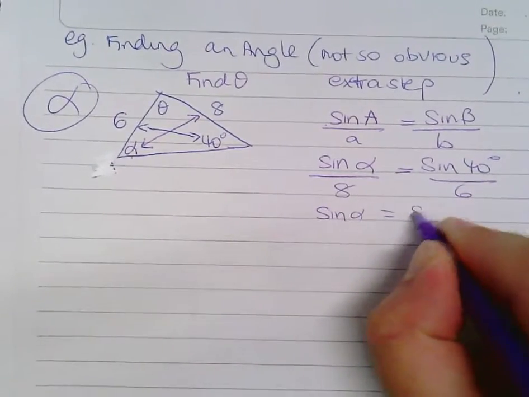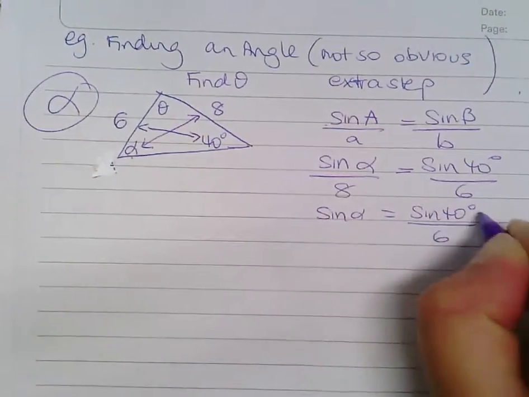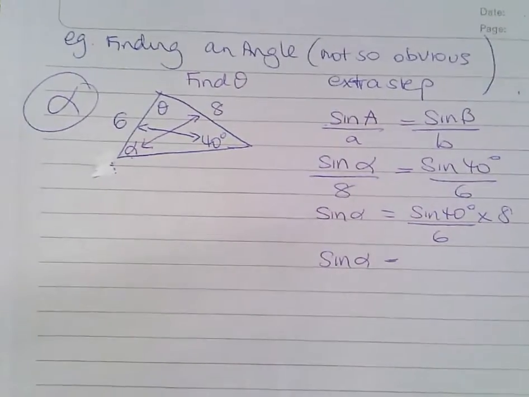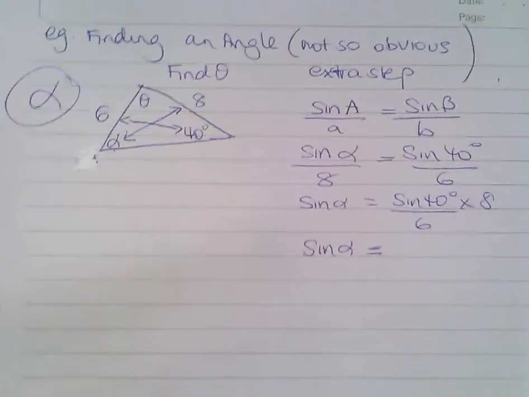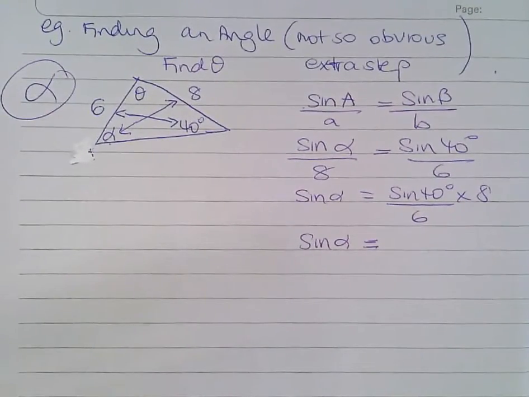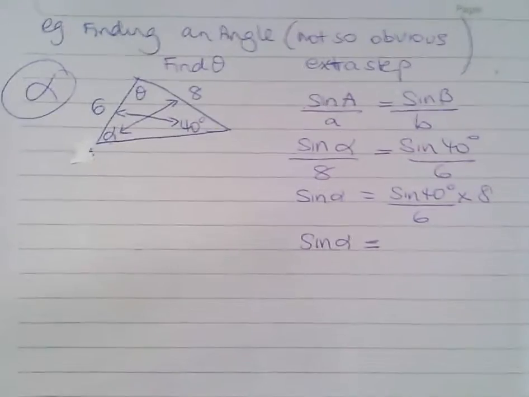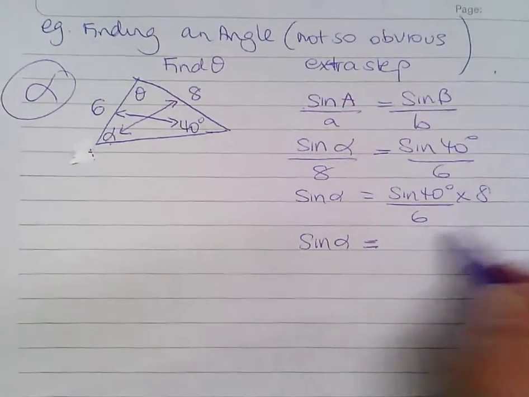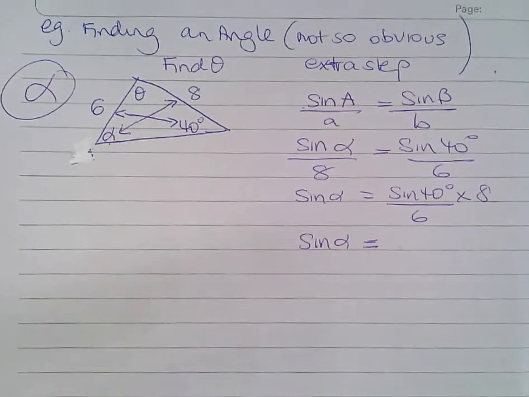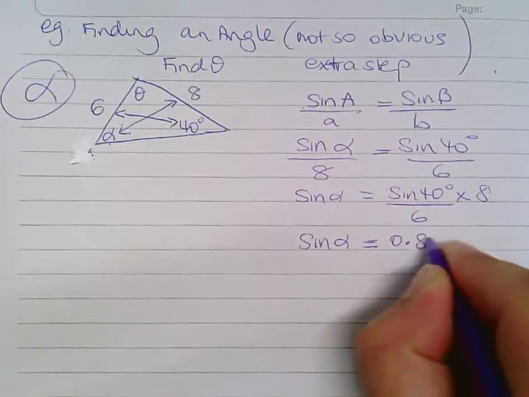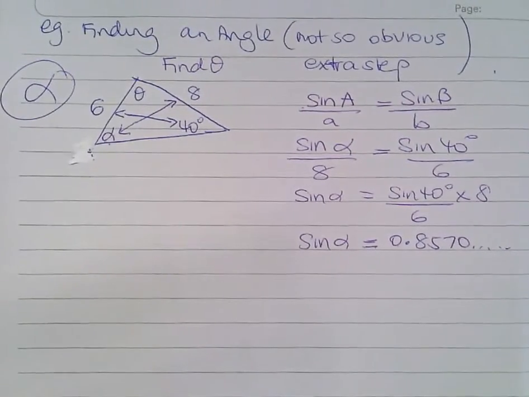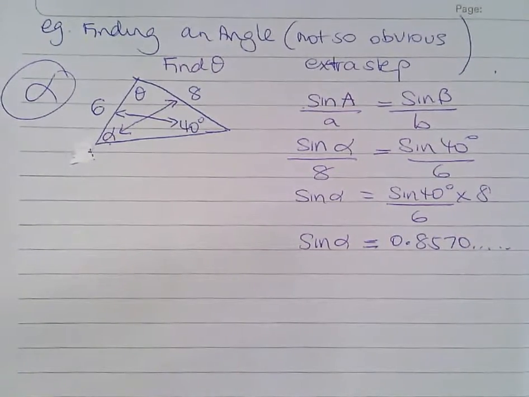Sine of alpha is sine of 40 over 6 times 8. Sine of alpha. Please keep writing sine of alpha. Otherwise, you're going to think you've got the angle when you don't have the angle. So sine of alpha, you should get an answer between 0 and 1. Just keep them about 4, but we go dot, dot, dot, and we're not cancelling. You put the dot, dot, dot, meaning there are more numbers on my calculator, but I'm just not going to write them all, but I know they're there.